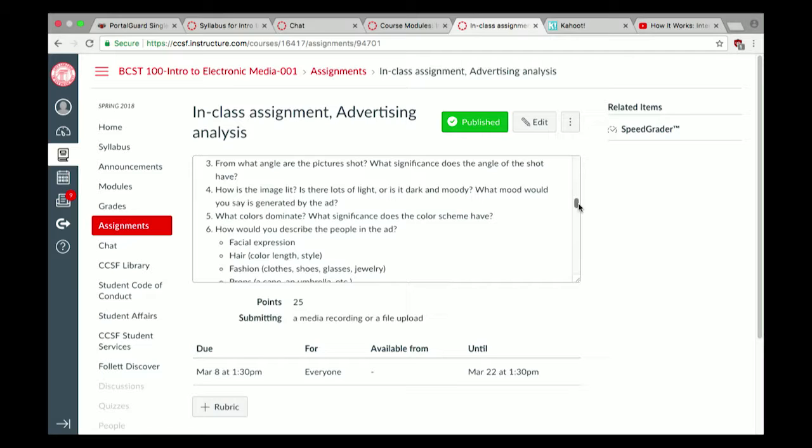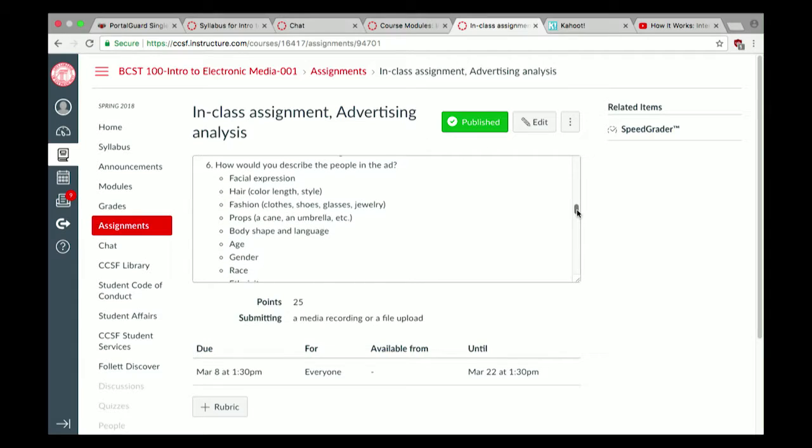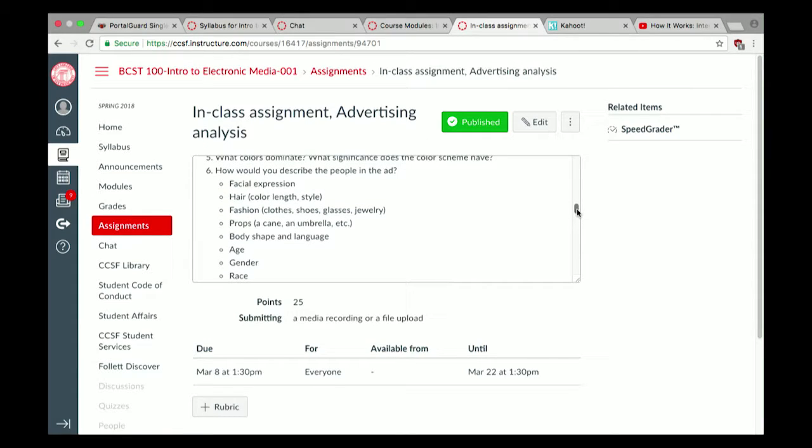And color scheme as well. And then a great indicator, this is not always the case, but very often, is that they will put people in the ad who resemble their target audience, right?